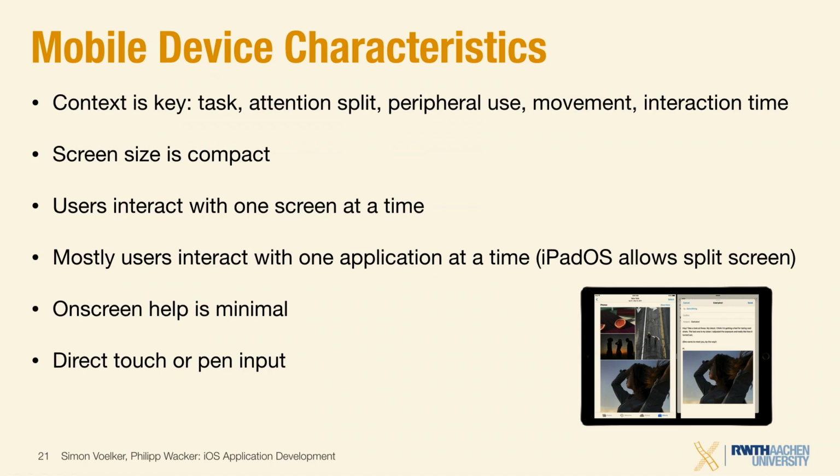The other thing is on-screen help is very limited. That's actually a big difference here. When you use the mouse, you have a hover effect. So you can move a mouse above an icon or something and you get a tooltip. That doesn't exist for touch input because touch input directly interacts with something. You could think about, okay, I'm pressing something and holding it for like a second or so and then I get a tooltip or something. But usually people don't tend to do that.